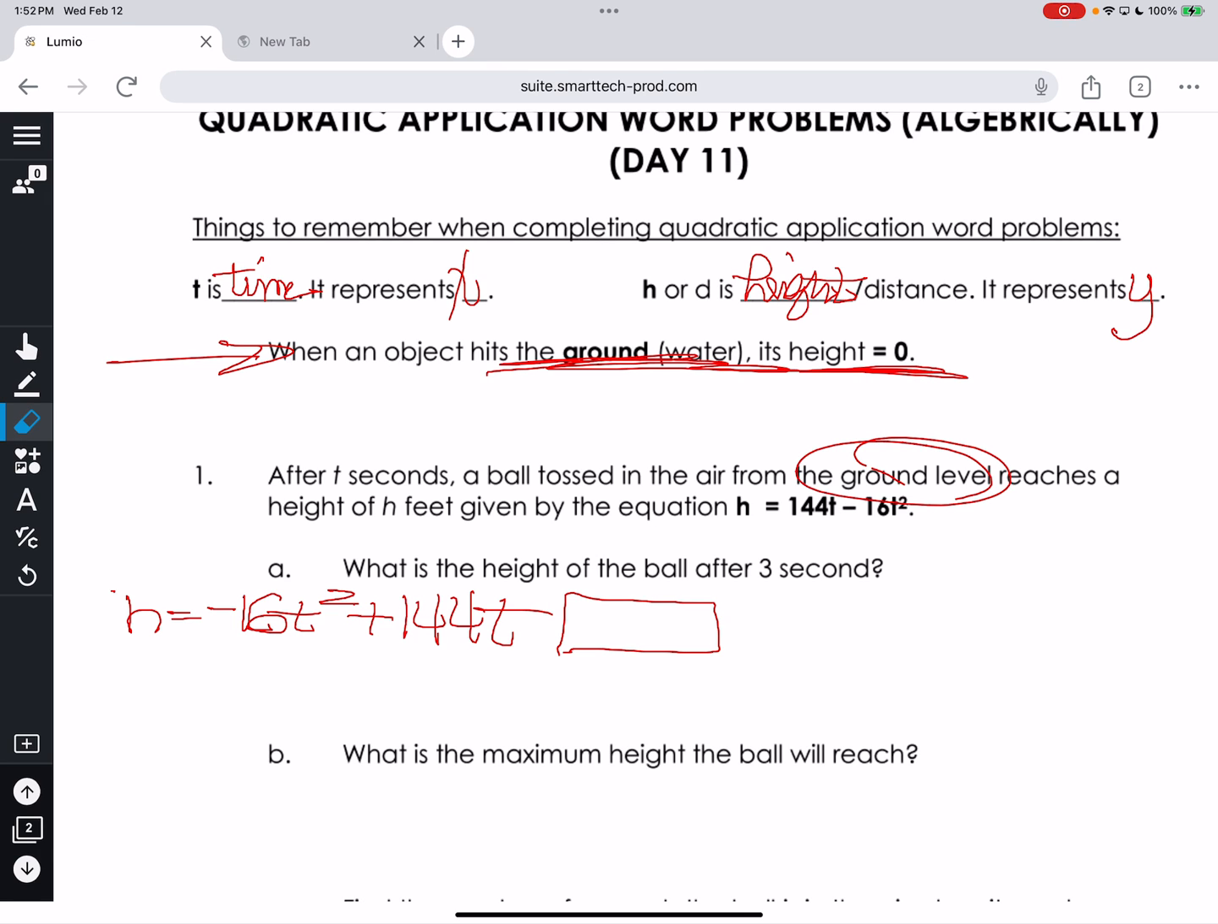What is the height of the ball after 3 seconds? How do you figure that out? You plug the 3 in for the t. It's seconds, time. Replace the time with the 3.